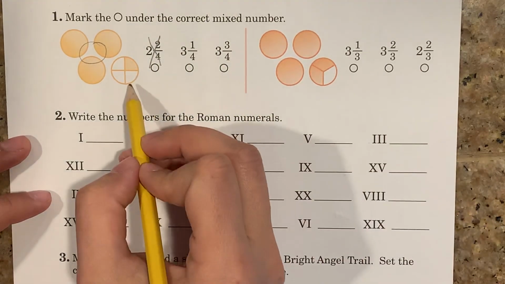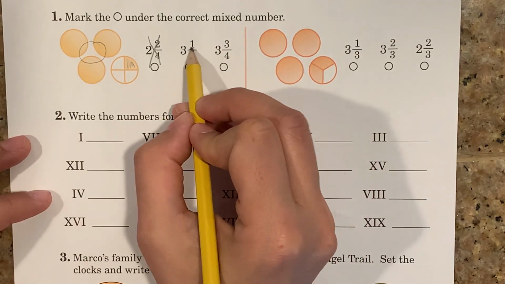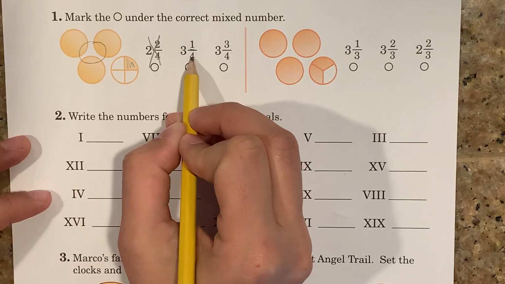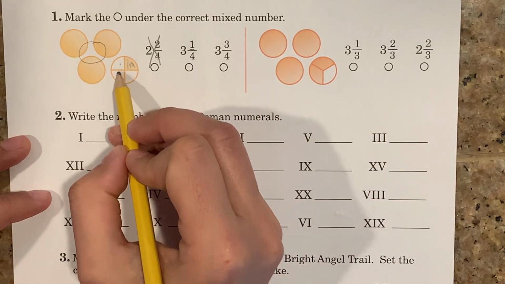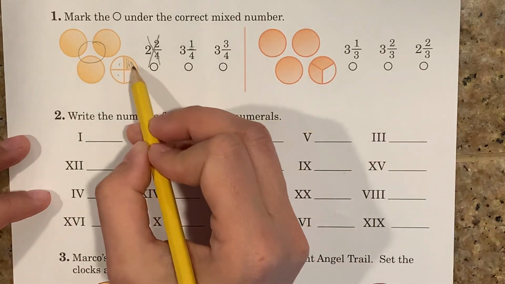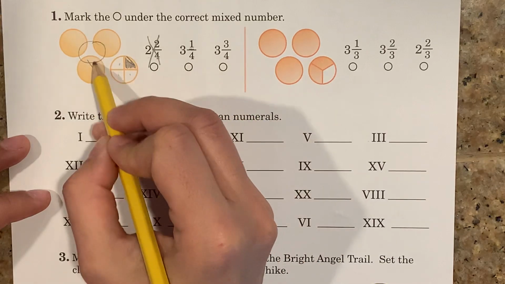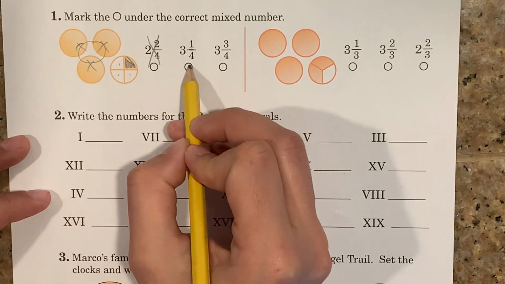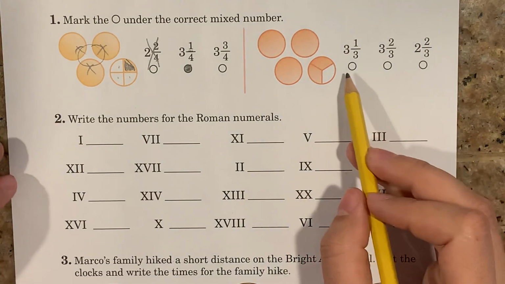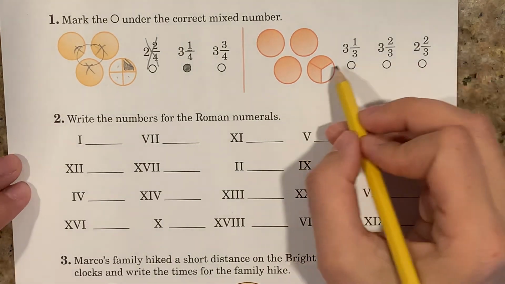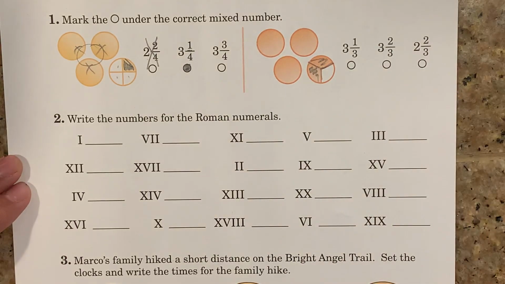So 3, and then how we do the fraction is whatever is colored in is the numerator, or the top number, and the bottom number, the denominator, is how many pieces there are. So we know for sure there are 1, 2, 3, 4 pieces, and how many are colored in? 1. So 3 wholes and 1/4 is our answer. You're going to do this other one by yourself the same exact way. Notice that there are 3 sections and 2 are colored in.